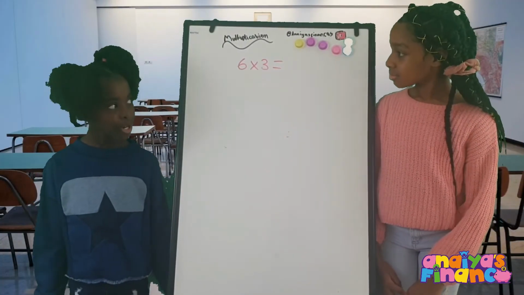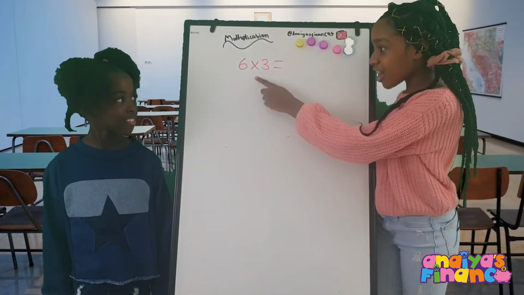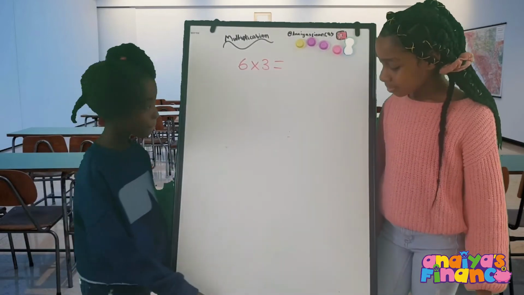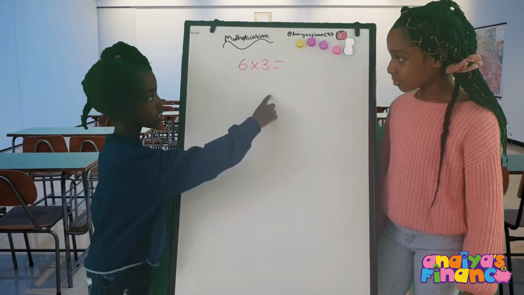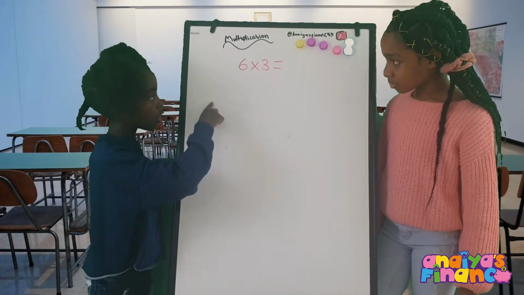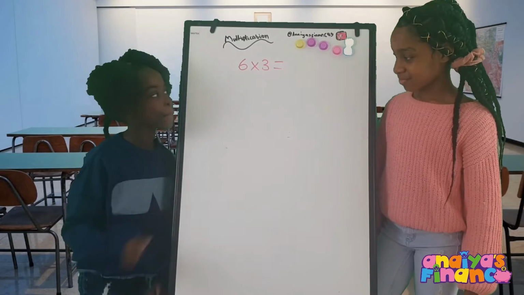So Inea, can we do another one? Yeah, we can do 6 times 3. Okay. So I'm going to do 6 across and 3 columns going down because we're doing 6 times 3.